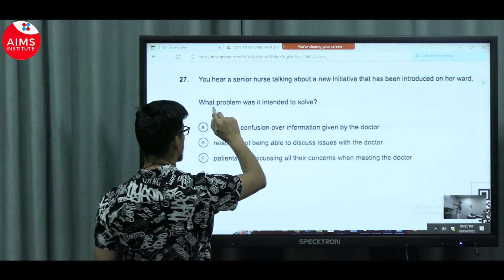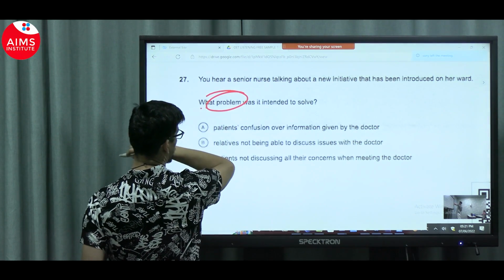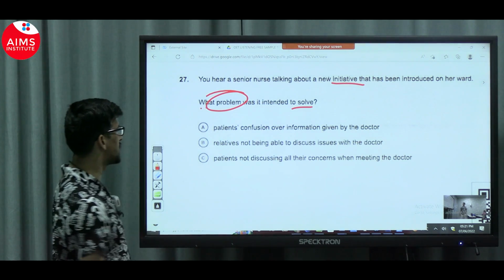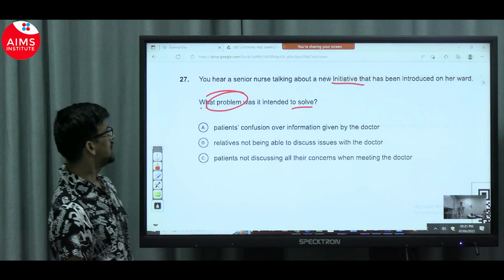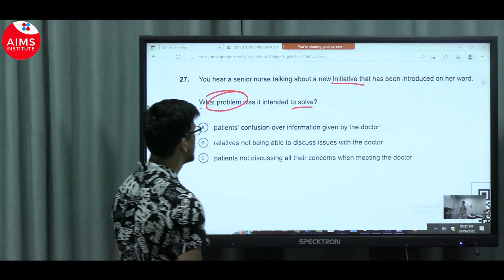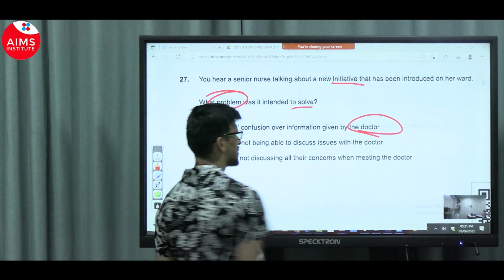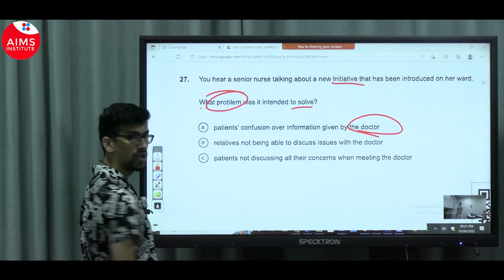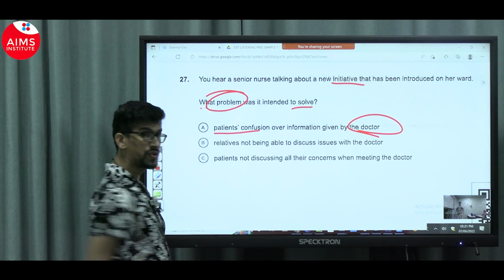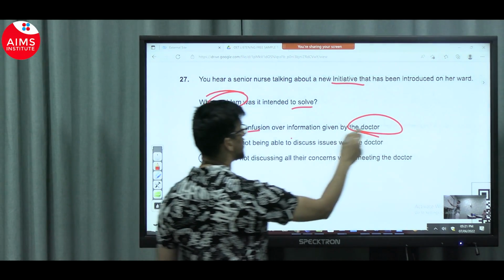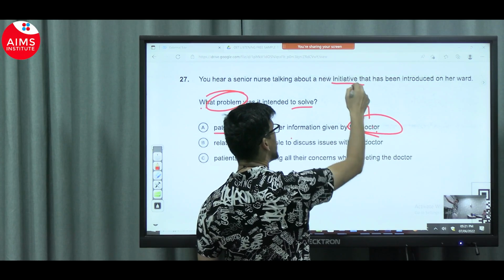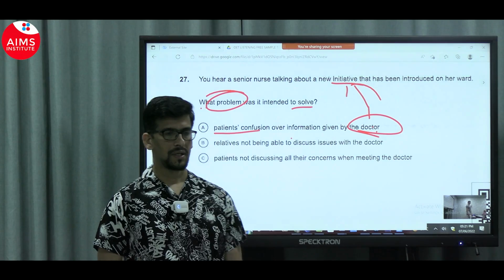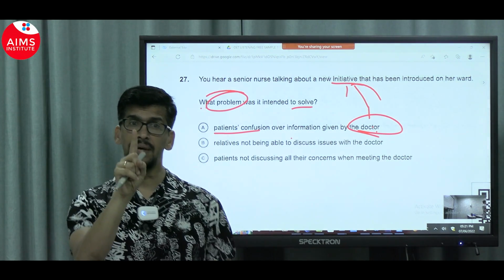So the question is about solving a problem through an initiative, through a new initiative. What is that new initiative? To find out a problem for what? Doctors miscommunicating. Okay, confusion over information given by the doctor. Patient's confusion over information given by the doctor. That should not happen anymore, so we are taking a new initiative. You understood the meaning? Only one time you read, yes.